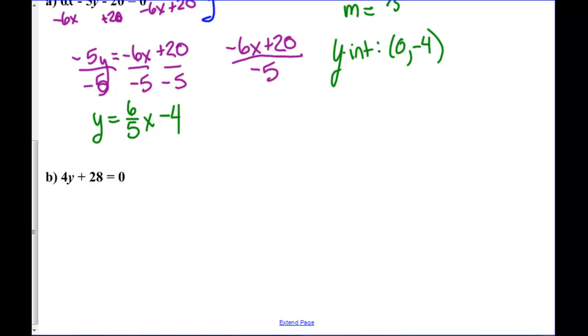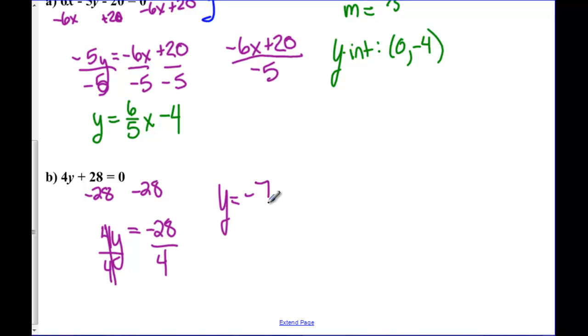So let's talk about B. For B, this one's actually pretty quick. We're going to solve for y by moving that 28 over. So subtract 28 from both sides. So we have 4y equals negative 28. Divide both sides by 4. And we get y equals negative 7.